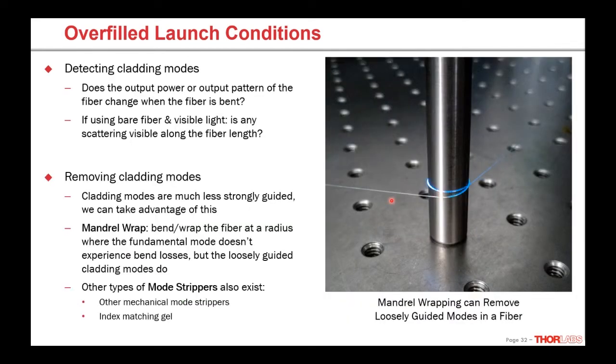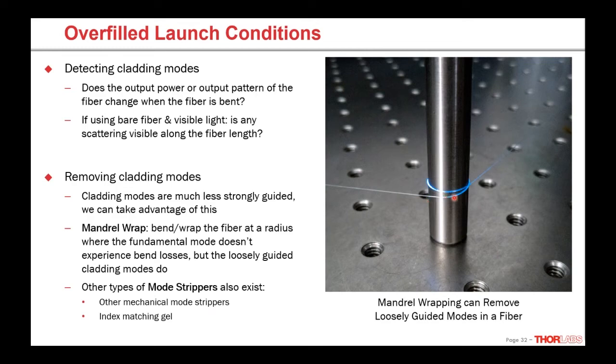We can look at the output pattern of the fiber, and if we bend the fiber, if you recall in the last webinar, we had a little video of bending a single mode fiber, and we can see the output pattern doesn't change because that fundamental mode is not sensitive to bending. Well, these other modes are, and so if we bend the fiber, we can remove these modes, or they're going to fall out, so we can see that fiber's output pattern changes. And we do just that to remove the cladding modes. That's the example we're showing here.